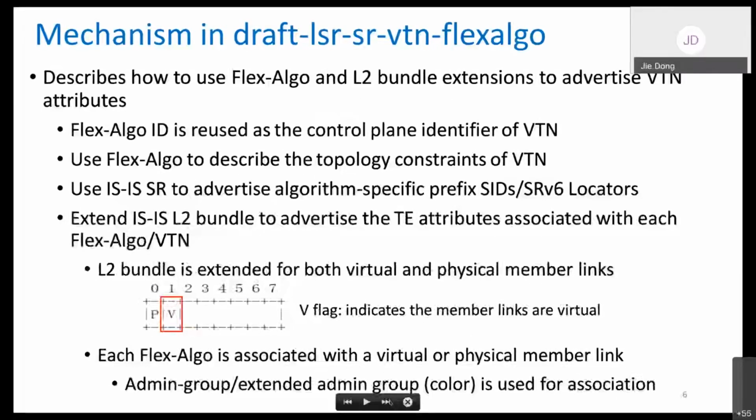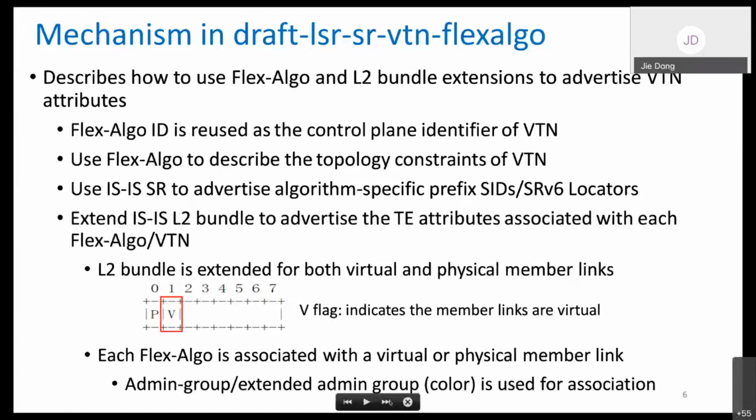Okay, this one. Similar to the multi-topology based mechanism, we also proposed a draft on the Flex-Algo based mechanism. This is about how to use Flex-Algo and some small extensions to layer 2 bundle to advertise the VTN attributes. In this case, the Flex-Algo identifier is reused as a control plane ID of the VTN, and the Flex-Algo is used to define private topology constraints. The IGP SR mechanism for Flex-Algo can be used for algorithm-specific prefixes or SRv6 locators or SIDs. The other extension in this draft is that we need to extend the layer 2 bundle to advertise the TE attributes associated with each Flex-Algo or VTN.